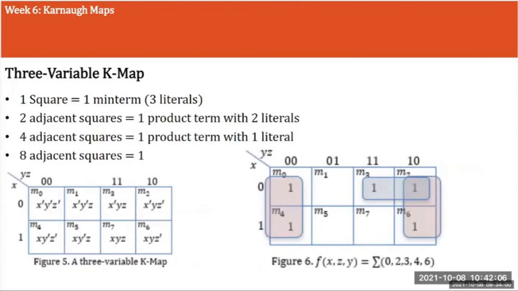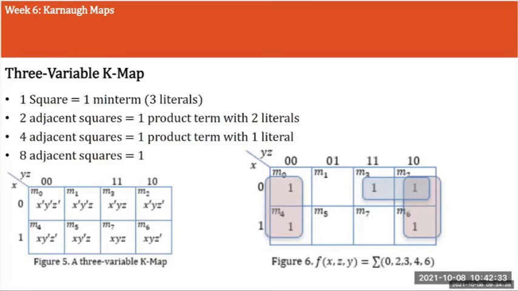So, here we have a 3-variable K-map. So sa 3-variable K-map, you have here 1 square is equal to 1 minterm, which is 3 literals. Then 2 adjacent squares, which is equal to the 1 product term with 2 literals. 4 adjacent squares, which is equal to 1 product term with 1 literal. And 8 adjacent squares, which is equal to 1.